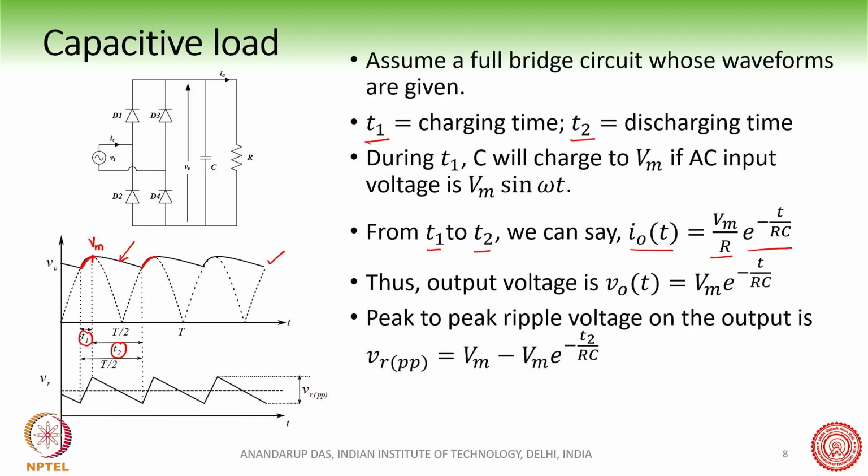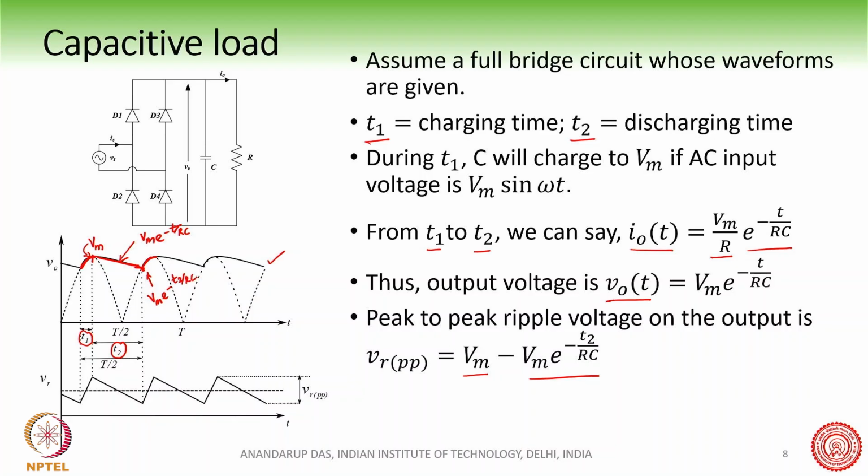Therefore the equation for this output voltage will be Vm into e to the power minus t by tau. With this it will start to fall. So now we can find out how much the peak to peak ripple voltage will be. At this point the voltage is Vm, and at the end of T2 the voltage here is Vm into e to the power minus T2 by RC. This is the voltage at this point.